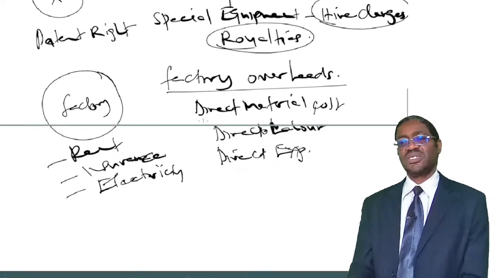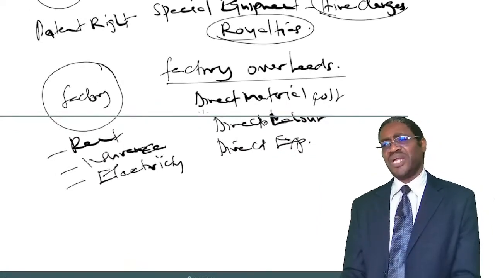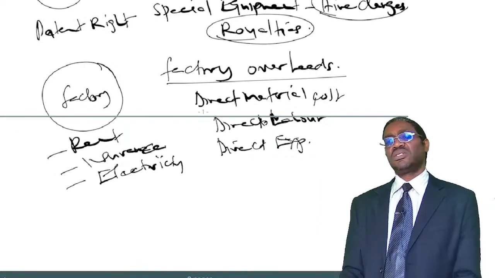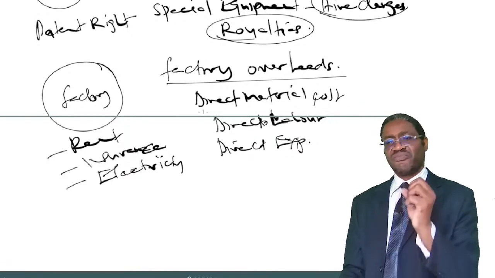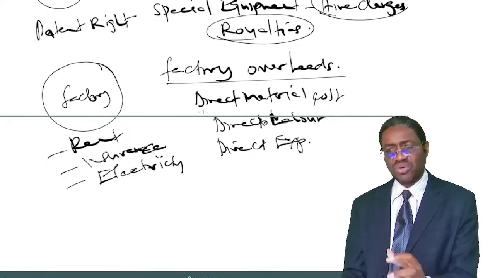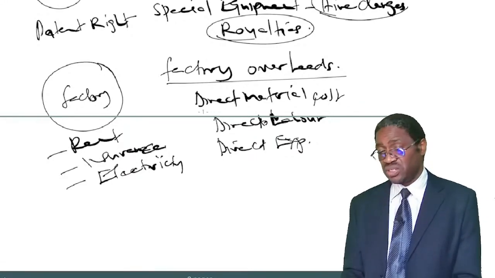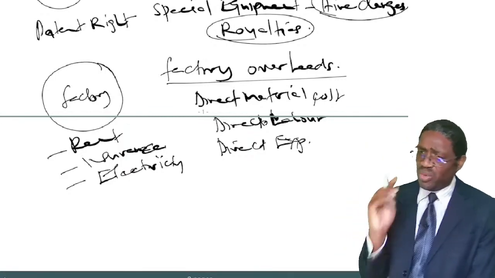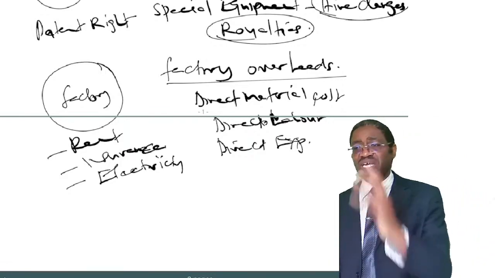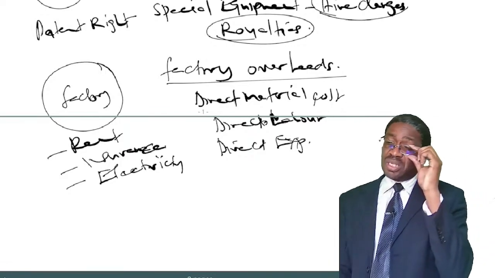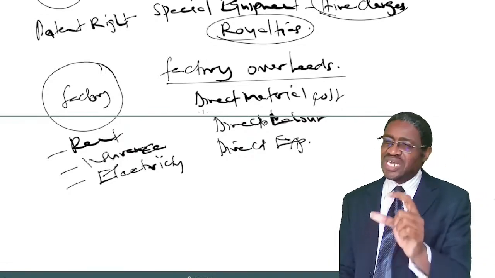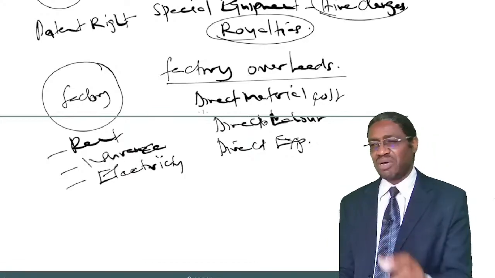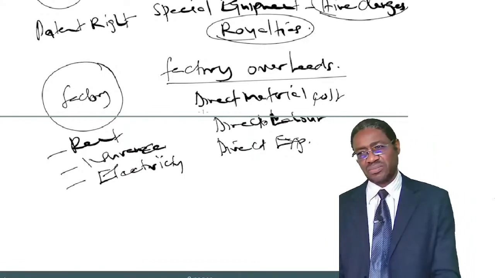Now, we are giving examples like factory rent, factory insurance, factory electricity. Now, we have already talked about what are direct materials. These are materials we said that are used directly in the manufacture of a product.